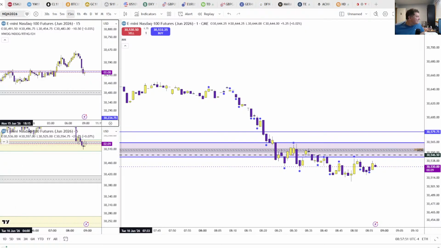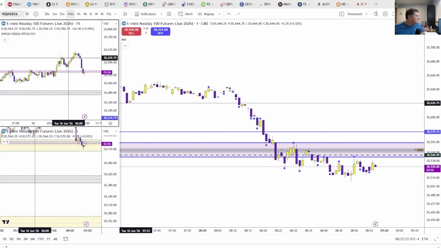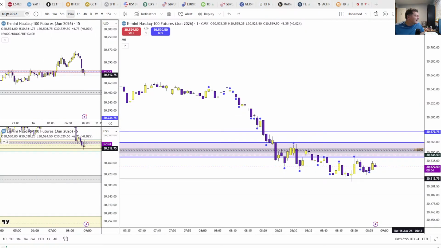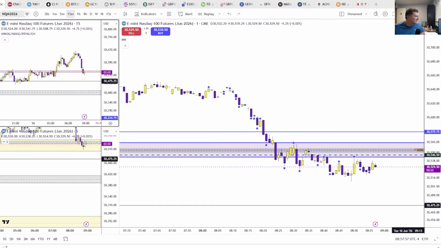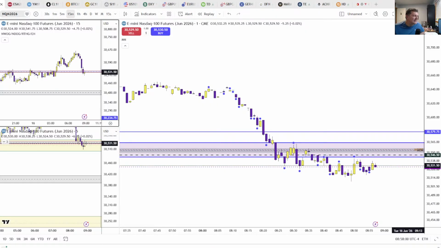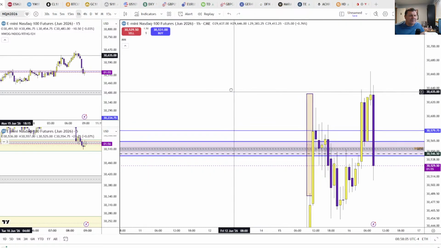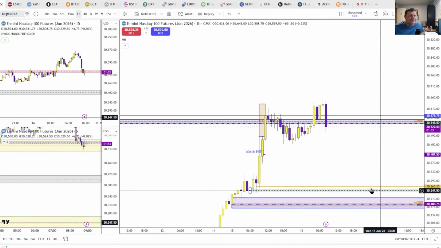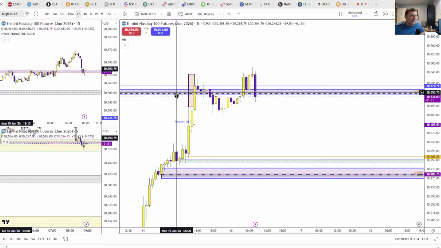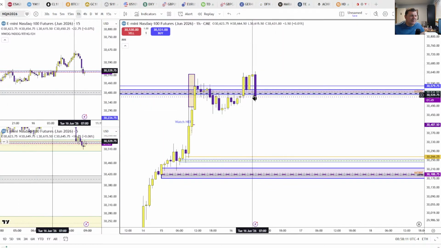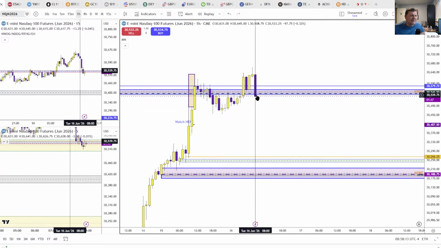It doesn't look like too much. We're in that hourly consolidation since yesterday still. We're right back into the middle of that range here. Look at this. Right back into the middle of yesterday's open, yesterday's midnight candle.